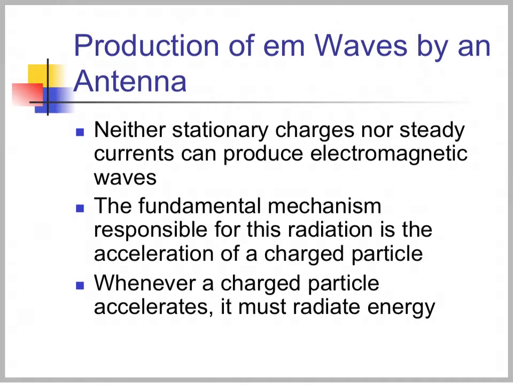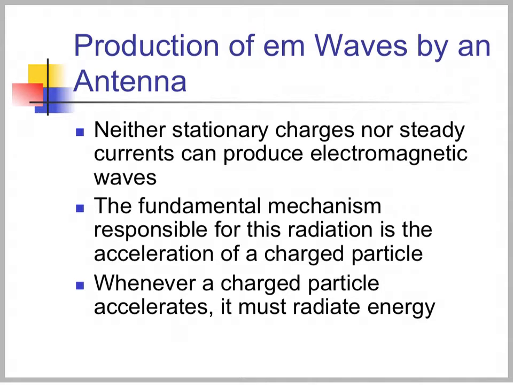So how are electromagnetic waves produced? More importantly, we might be interested in sending or receiving electromagnetic waves as a signal. So stationary charges or steady currents cannot produce electromagnetic waves. The fundamental mechanism responsible for radiation is acceleration of charged particles. Whenever a charged particle accelerates, it must radiate energy.